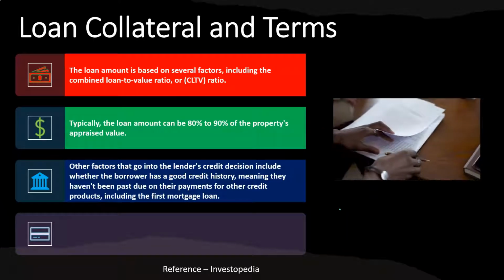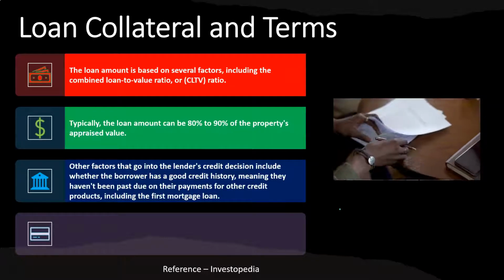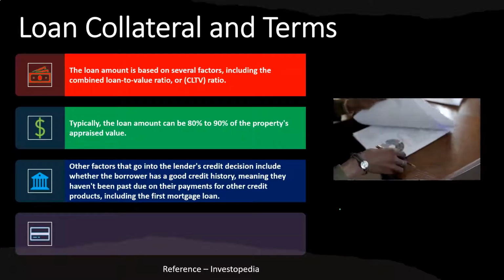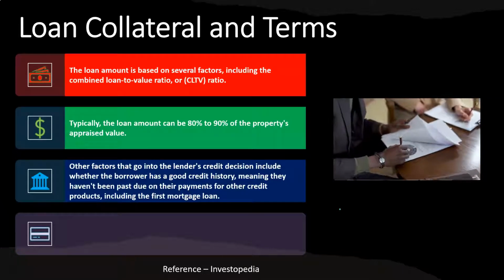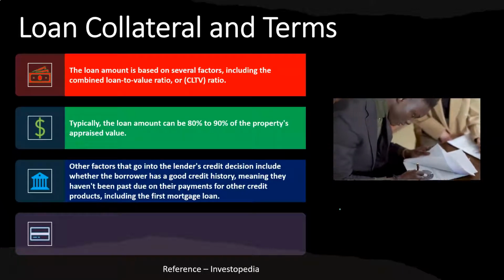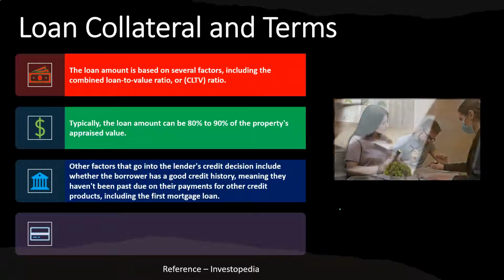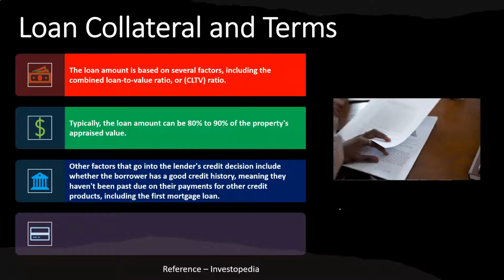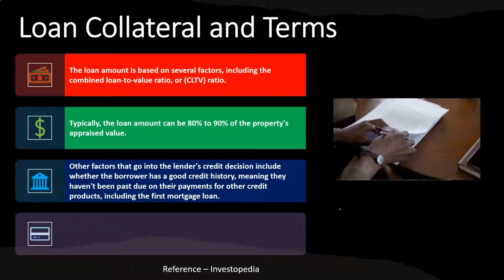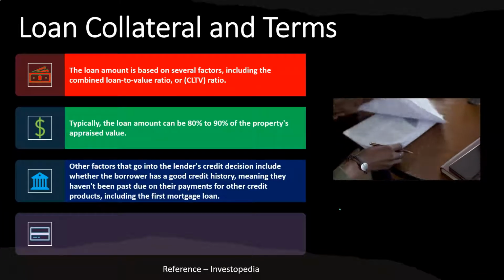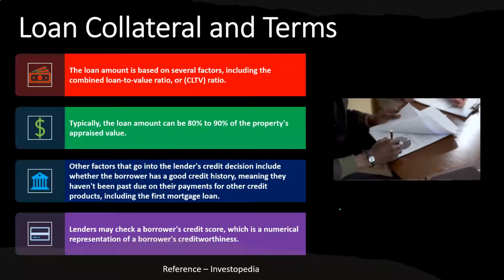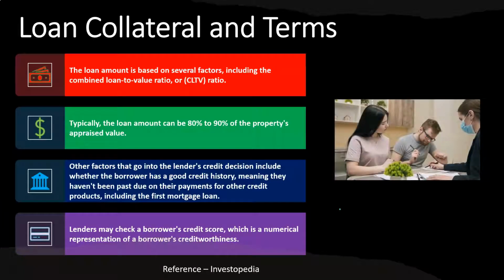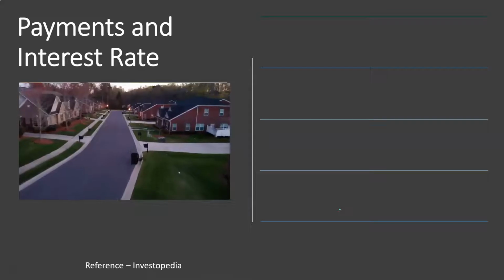So other factors that go into the lender's credit decision include whether the borrower has a good credit history, meaning they haven't been past due on their payments for other credit purposes, including the first mortgage loan. So obviously we're going to take into consideration the payment history and so on to get the best terms, in addition to having the necessary equity in the home. Lenders may check a borrower's credit score, which is a numerical representation of a borrower's credit worthiness.